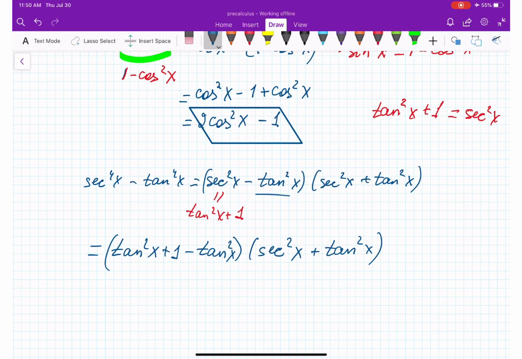Okay, so what do we get? This is gone, this is gone. We have 1, so I can simply write down secant squared x plus tangent squared x, and this will be my answer. So after simplification, we can say that secant power 4 x minus tangent power 4 x is equal to secant squared plus tangent squared.